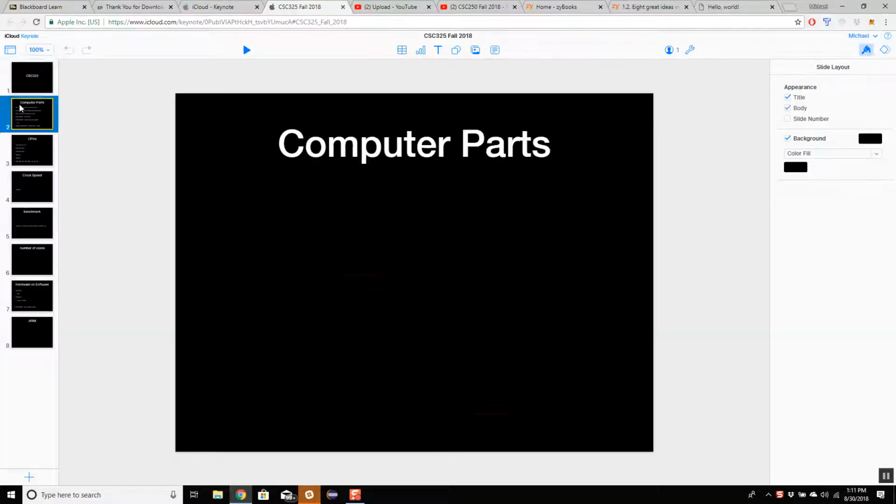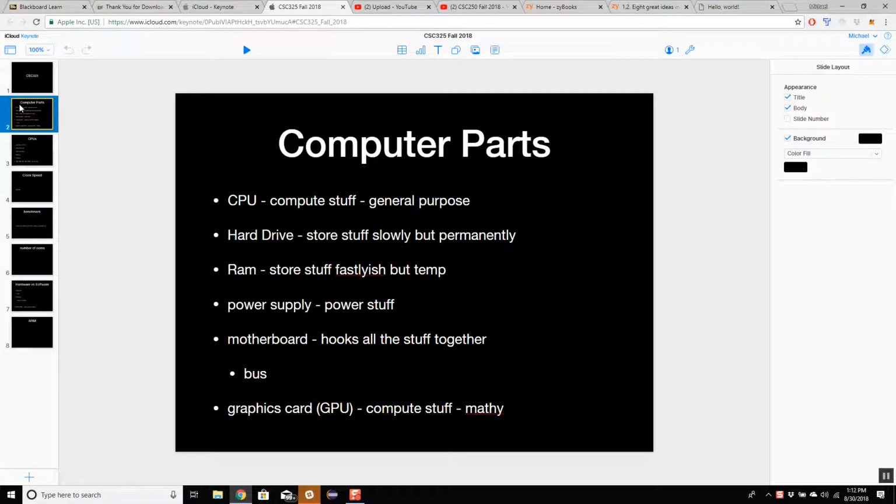Okie dokie. I think I already have it open. Yeah, I do. All right.